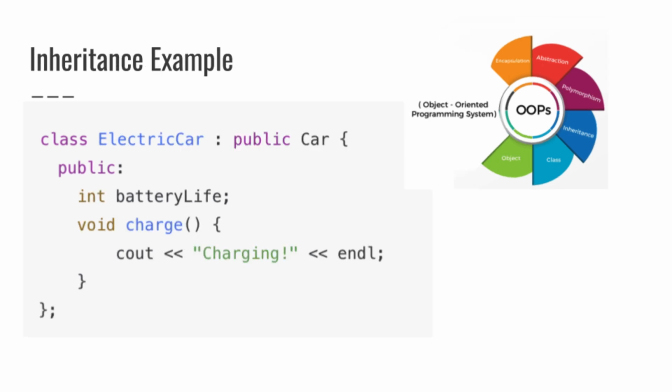In this example, we can see how inheritance works. We have an electric car class that inherits from the car class. The child class, electric car, gets all the features of car and also has its own unique properties like battery life and a charge method.